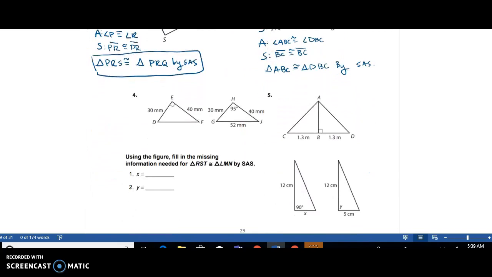Number 4. You check this one out. Determine if you can use SAS. Pause the video. I want you to be thinking about it too. So pause the video, figure out if you can determine if these triangles are congruent in number 4. So I'm going to show you the answer in 5, 4, 3, 2, 1.